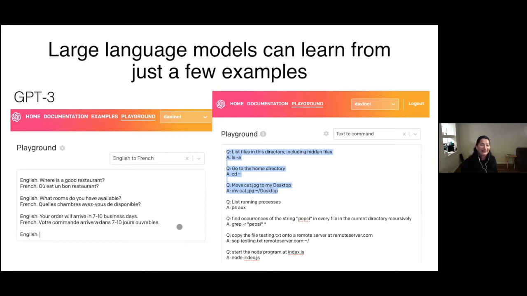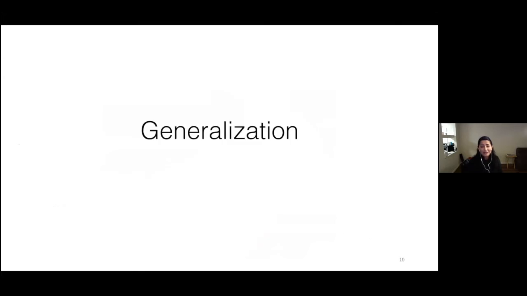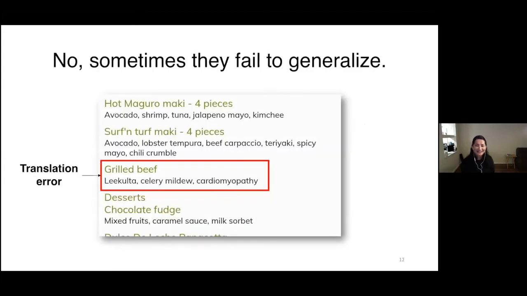And yet, the road ahead is long. Language models aren't perfect, and there remain a number of open challenges in improving them still. One of the biggest and most important challenges in building these models is improving their generalization. A simple question that we might ask is, do our models always work as we'd expect them to? And the answer is not really. Sometimes they can straight up fail to generalize when given previously unseen inputs. In this example, a machine translation system is translating food items into celery mildew and cardiomyopathy.